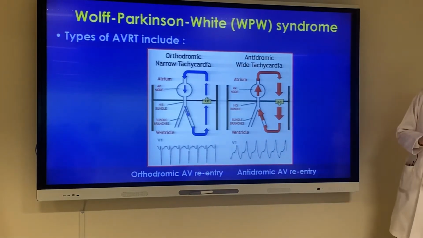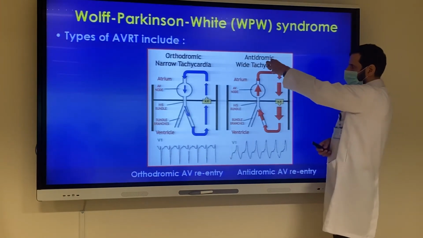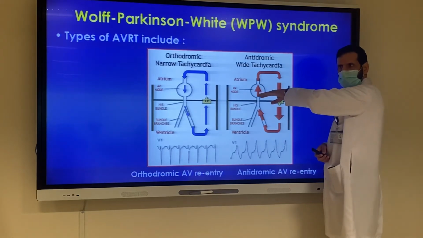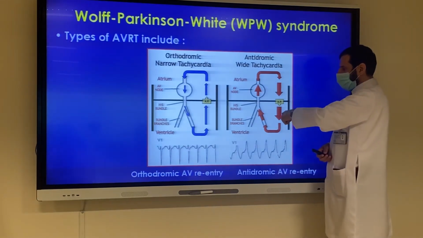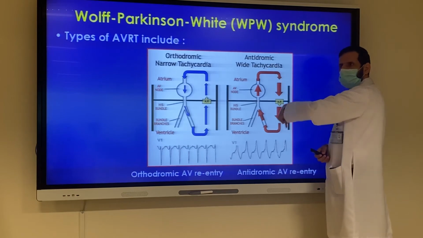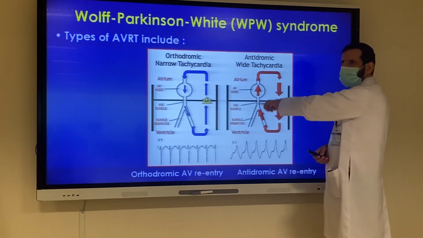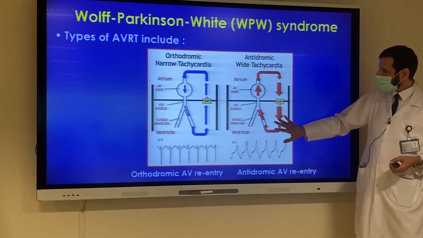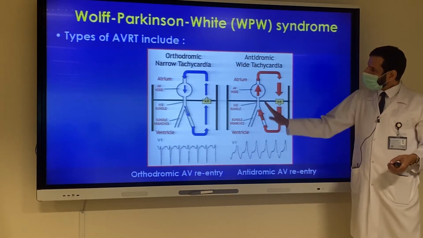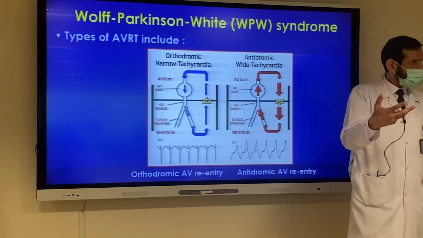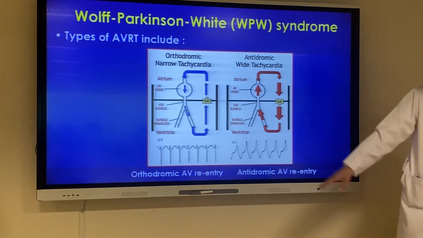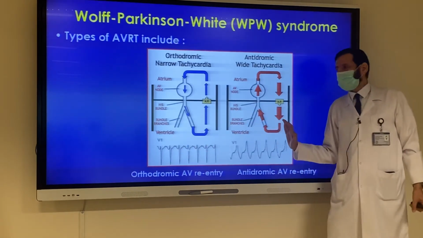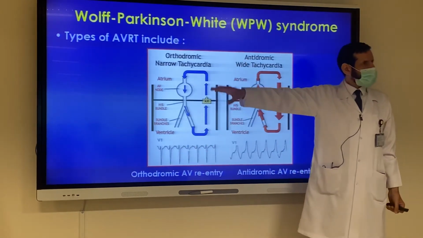Think about the other way around. If a premature beat comes, the AV node now is not conducting, it's refractory. It goes down the accessory pathway, up the AV node. Accessory pathway, AV node. Will it be narrow or wide? Wide. Why? Because activation is abnormal, myocardial cell to myocardial cell, and because in the AV node the conduction is opposite to the normal, we call it antidromic. So this is orthodromic, this is antidromic. This is narrow, this is wide. This ECG will be similar to the ECG I showed you earlier.